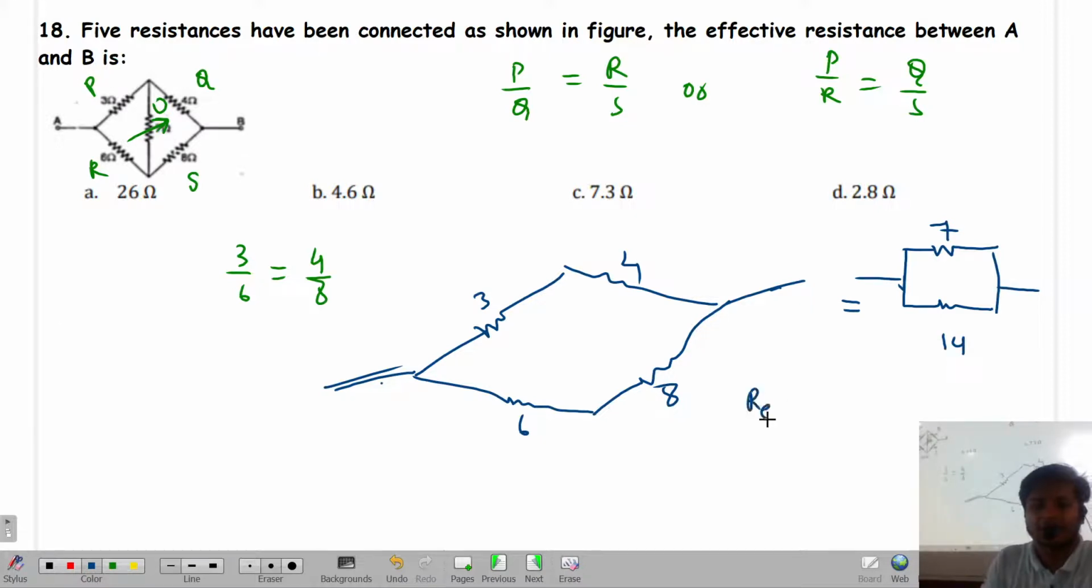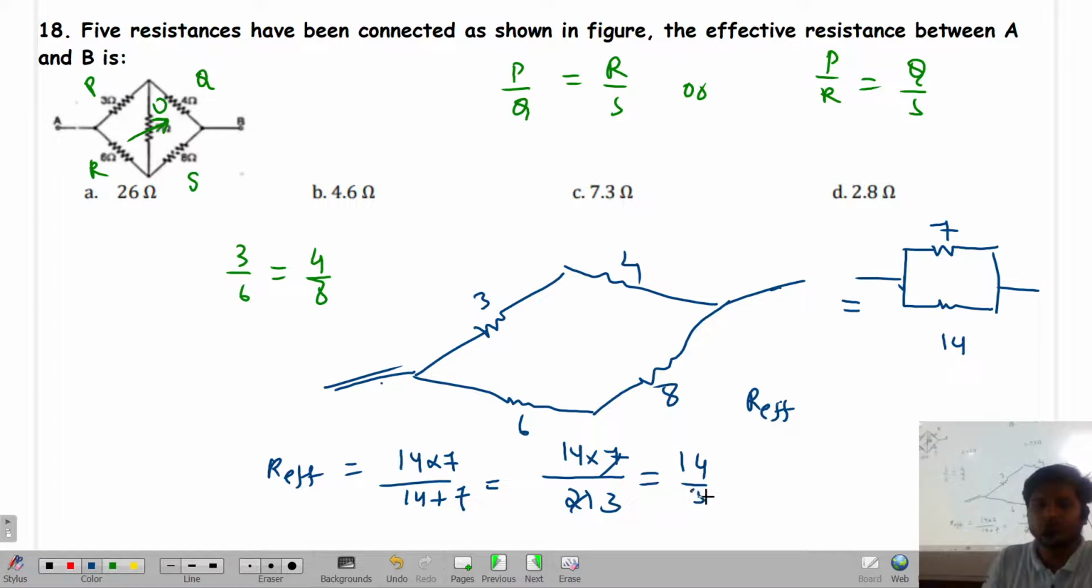So R effective becomes 14 into 7 divided by 14 plus 7. Got it or not? How much is this? 14 into 7 divided by 21. 7 3s are 21, so it is 14 by 3, that is 4.666, something like that will appear.